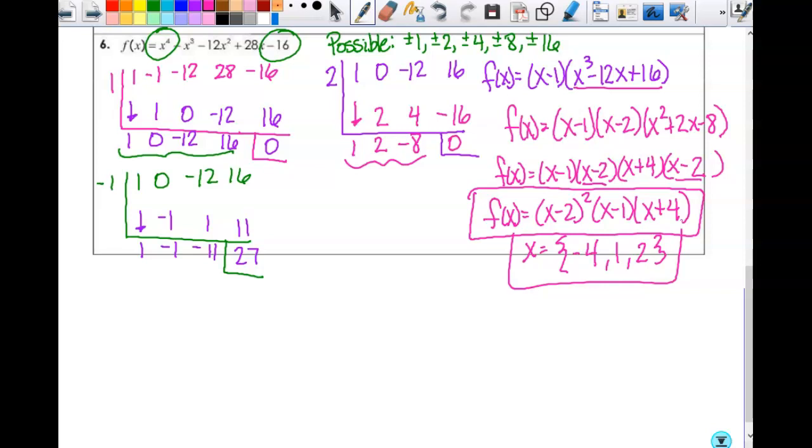All right, when I give you your assignment, you are doing the odds only. So write that at the top so you don't do something weird. Odds only.